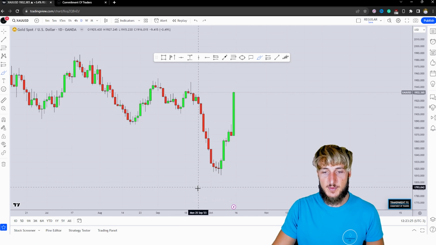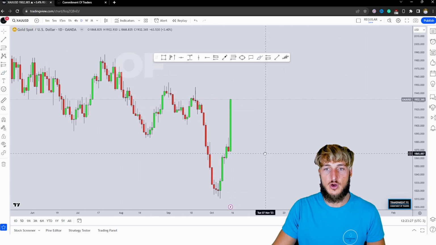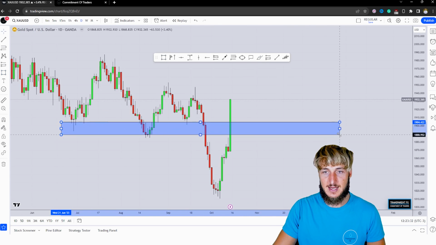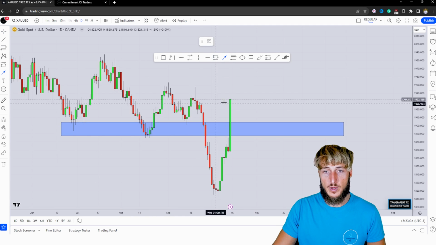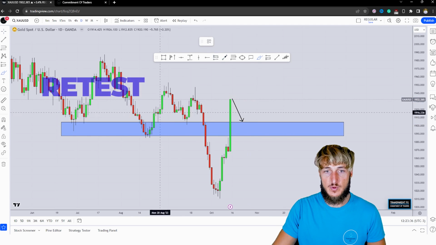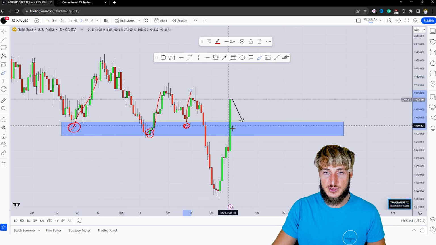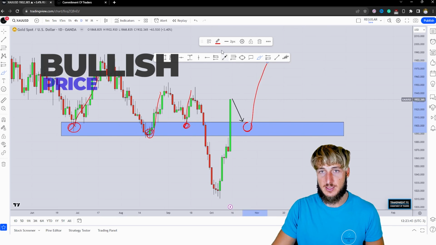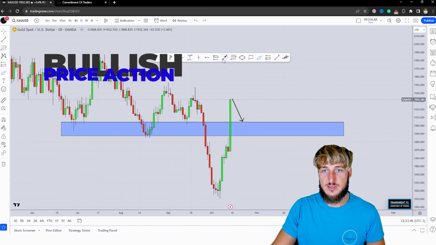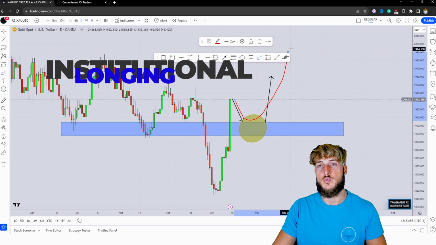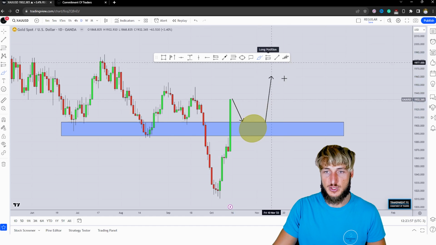Now, also from a daily perspective, what we can notice is that all structure has been broken. This previous support is now once again acting as support. And what we could expect is for the market to go and retest this level that was acting as support on all these multiple occasions, and then to reject it to the upside. Why? Because we could expect more institutional longing inside of this zone. This is the support zone inside of which we could expect institutional longing, which at that point would further increase the probabilities of a potential move higher.